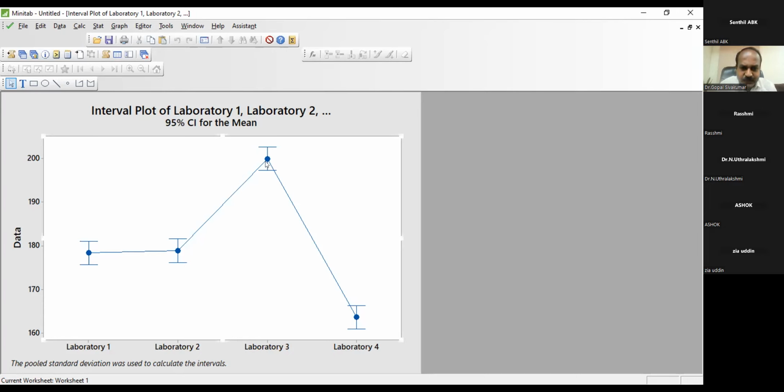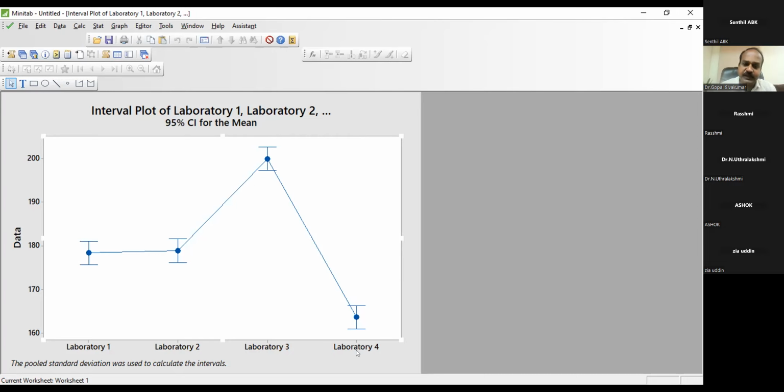But here, look at this vertical line. What is this vertical line called? Confidence interval. The complete confidence interval is outside the confidence interval of laboratory 1, laboratory 2, as well as laboratory 4. Can you see that, all of you? Yes, sir. That is why laboratory 3 is considered to consume significantly higher time. Now your decision is perfectly all right. You are at least 95% confident that laboratory 3 needs some action.